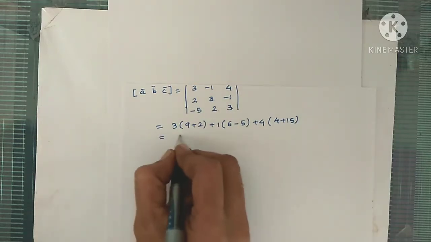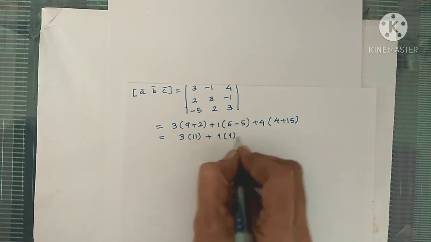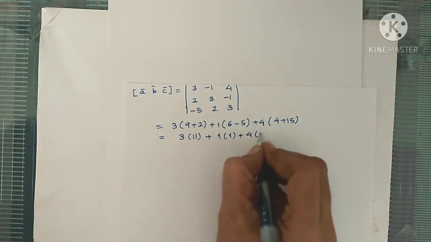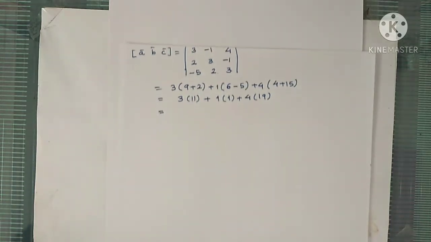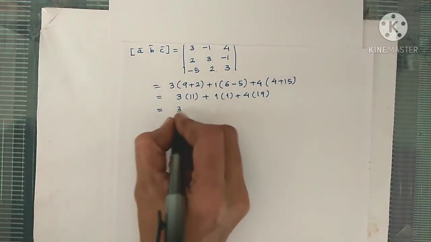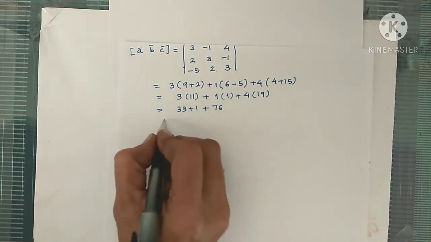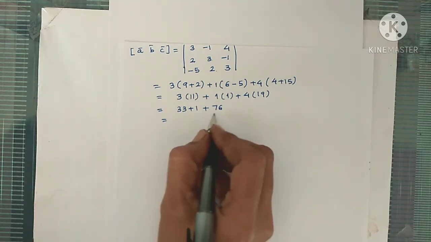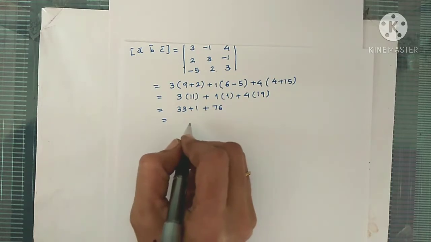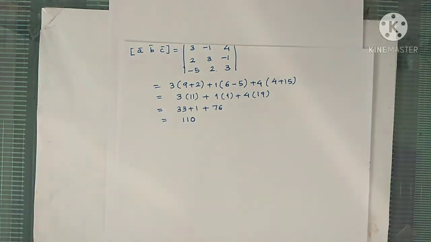So that is equal to 3 multiplied by 11 plus 1 into 1 plus 4 into 19. So that is 33 plus 1 plus 76. So that is 34 plus 76. So that is 110. So this is the value of the scalar triple product [A bar, B bar, C bar].